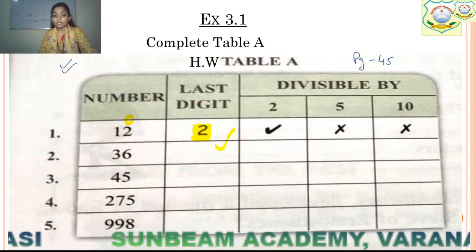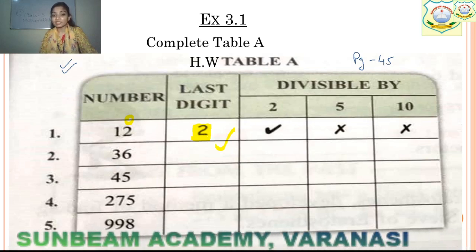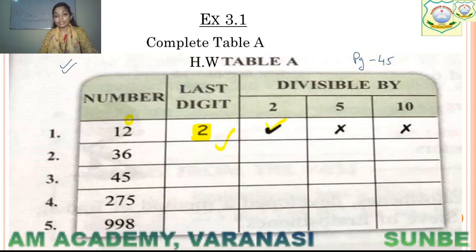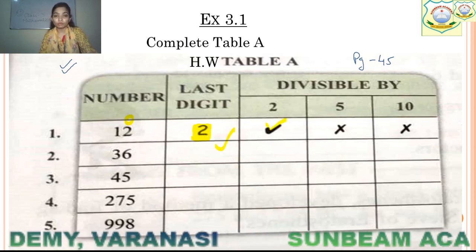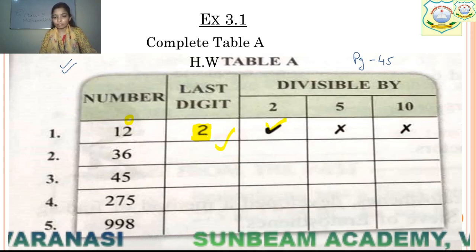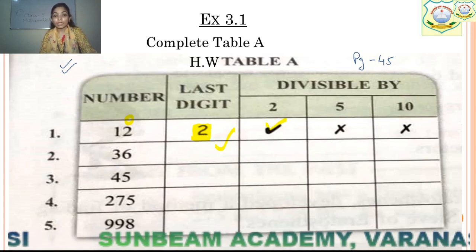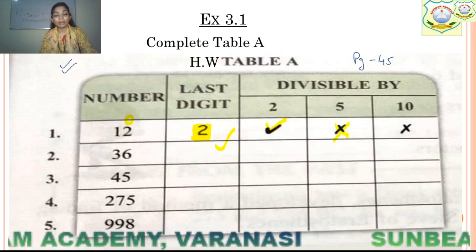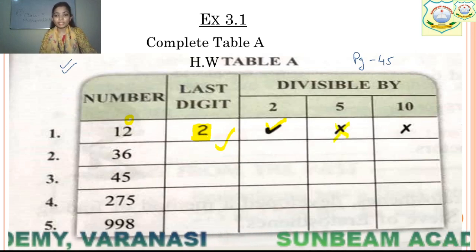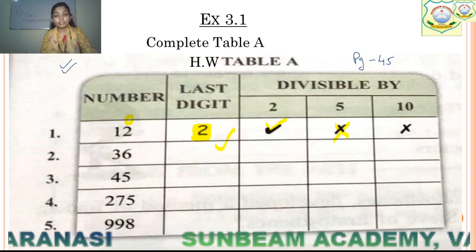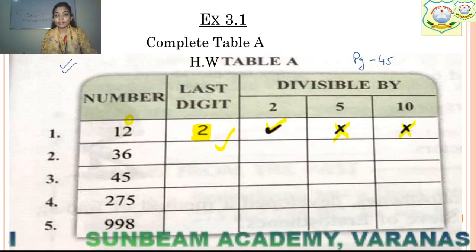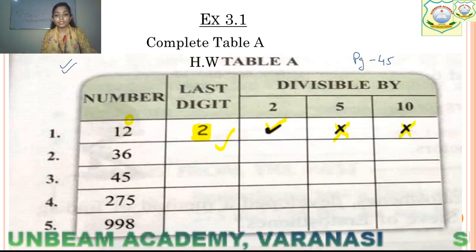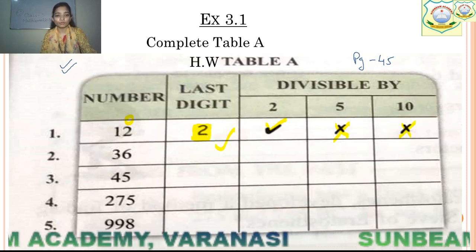Now see, the ones place or the last place is 2. So yes, it is divisible by 2. So in this way you have to put a tick mark. Then you will check by 5. Last digit is 2, so it is not divisible by 5. In the same way, last digit is 2, so it is not divisible by 10. So this is your homework for today.